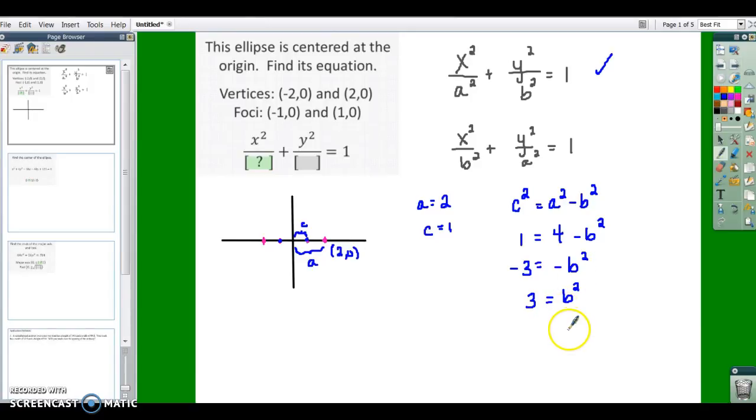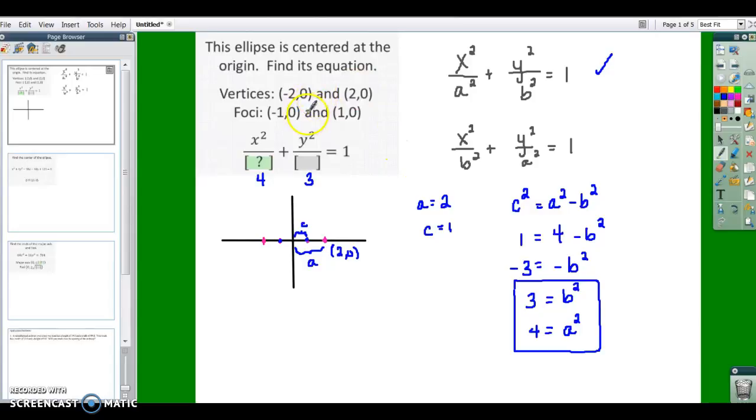Now I could go through and solve for b, but I don't need it. Remember, what goes in the equation is b squared, so I have basically what I need. If a is 2, I know that a squared is going to be 4. So I have the two values that I need. I just have to make sure I put them in the right place. Remember, we said this is a horizontal ellipse, which means that the larger number is going to be under the x squared. So this would be 4, and this would be 3.